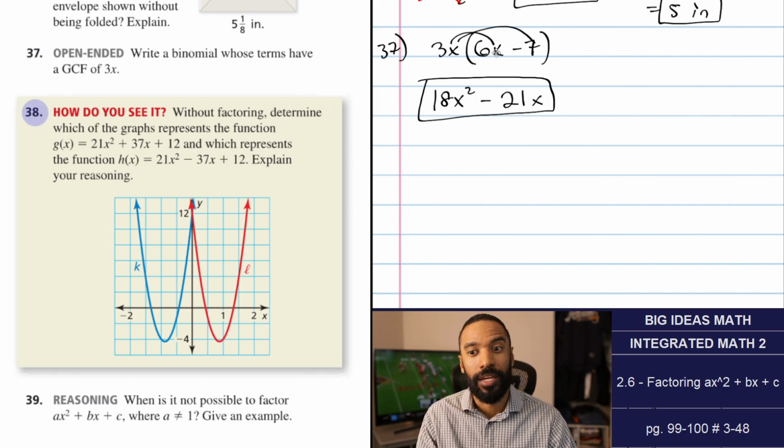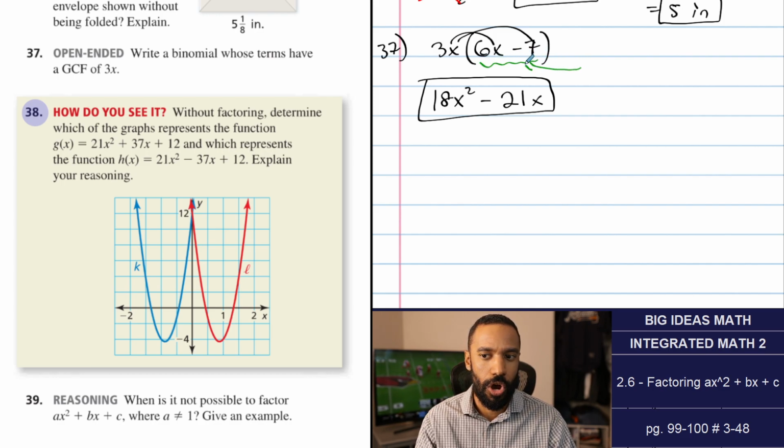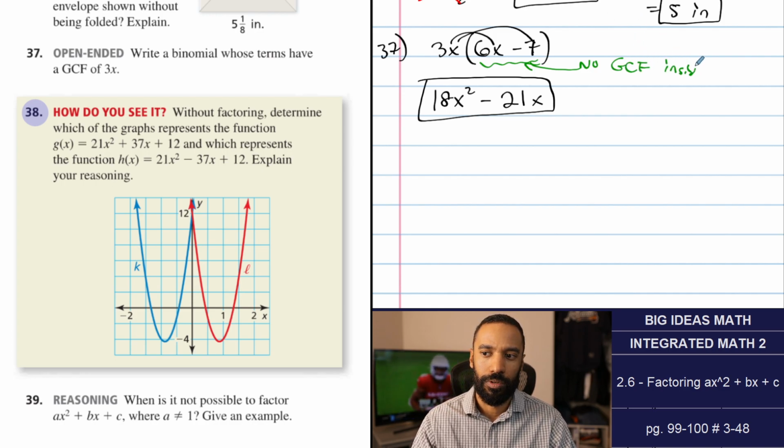Oh, by the way, nothing inside here can have a GCF. No GCF inside. So if I did 6x minus 10, that's no good because there would be a larger GCF within. I guess part of it is to have everything GCF'd out, basically.